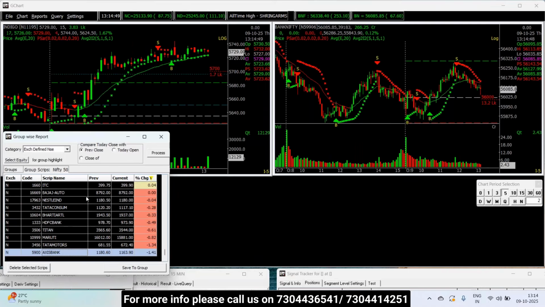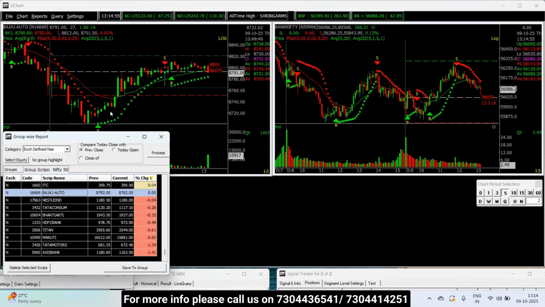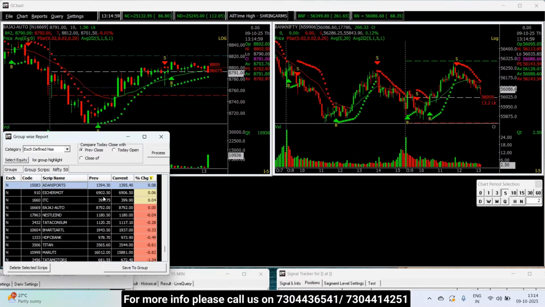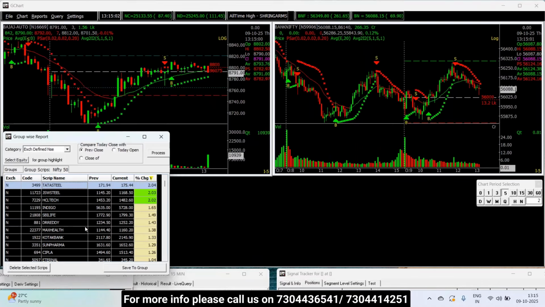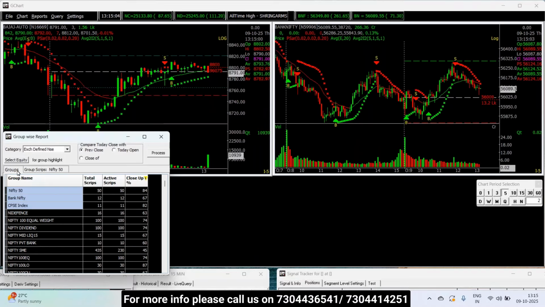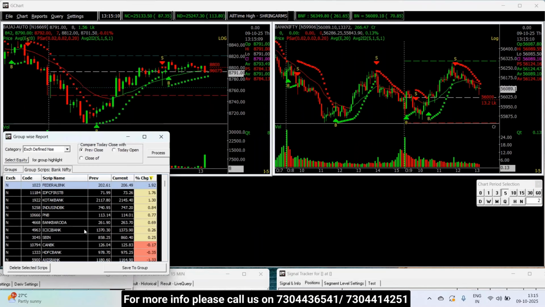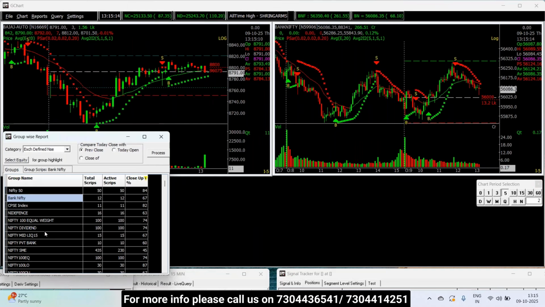When you go down, there are red-colored stocks, like Bajaj Auto. If you look at Bajaj Auto, it's not performing that well. We can see big ups and downs here, so you can find some safe stocks from here. Again, I'm going to the groups, where different indices are divided. As you can see, Bank Nifty has all the Bank Nifty stocks here.